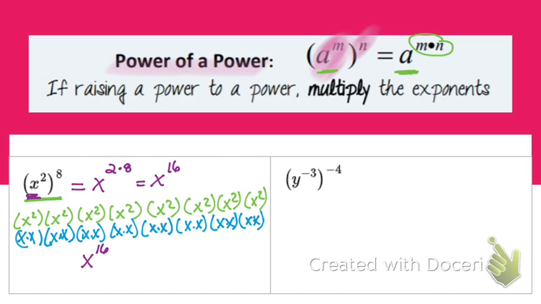So looking at this second problem, I would keep the same base, so I would keep the y. I would multiply the exponents, so I would do the -3 times the -4, and then that would give me an exponent of 12.